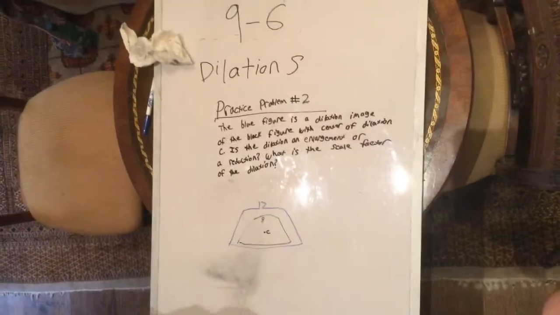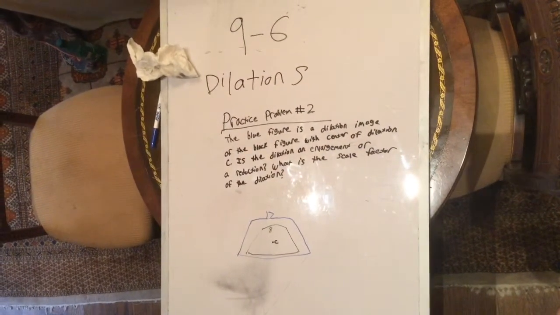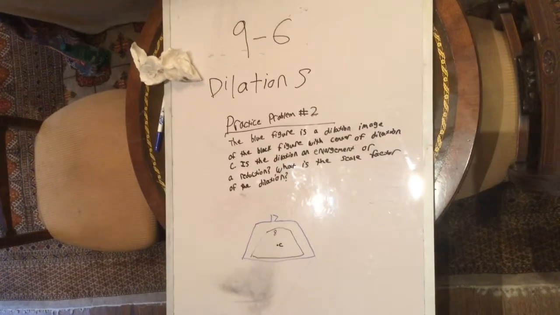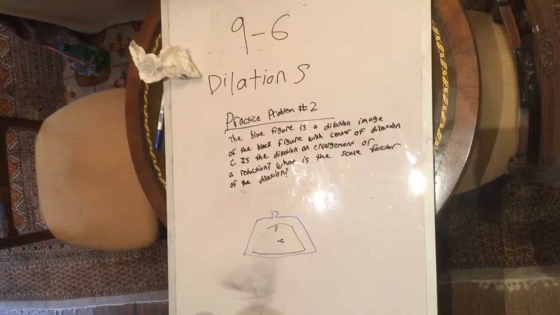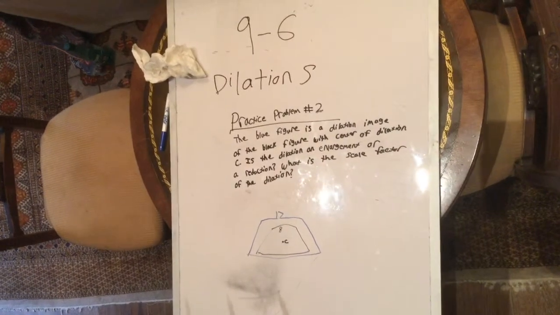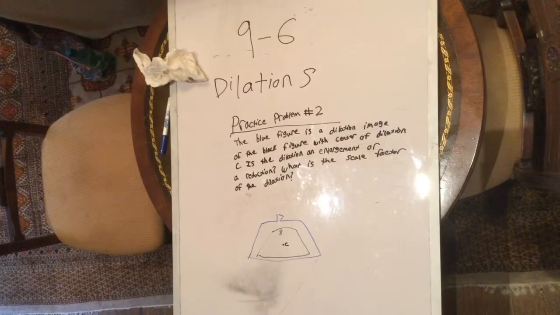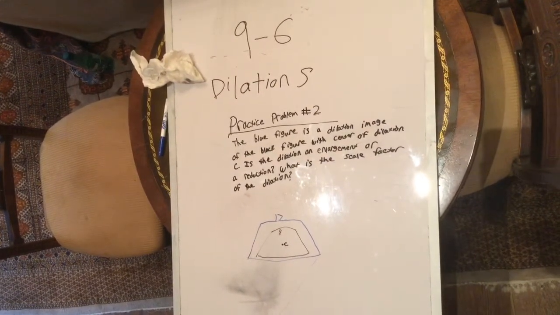This is practice problem number 2 for lesson 9.6 dilations. The blue figure is the dilation image of the black figure with center of dilation C. Is the dilation an enlargement or reduction? What is the scale factor of the dilation? Okay, so for this problem, it's asking if it's an enlargement or a reduction and what the scale factor is. So the first thing we have to do is to find the scale factor, so that way we can figure out if it's an enlargement or reduction.